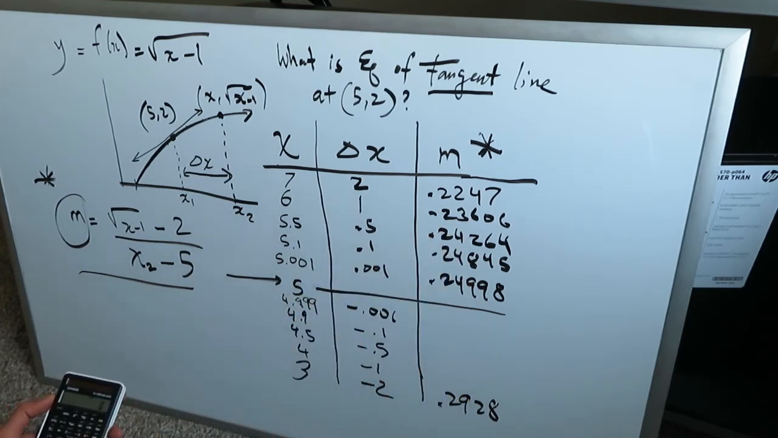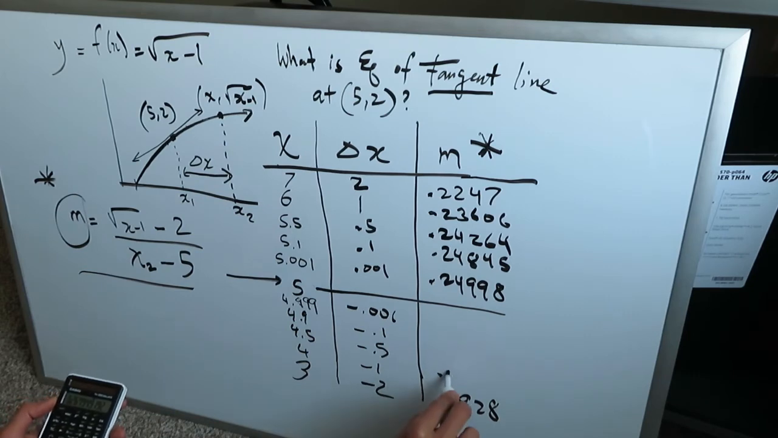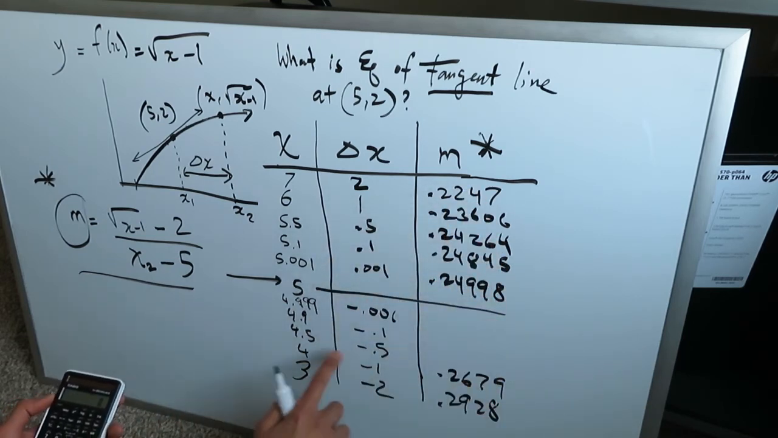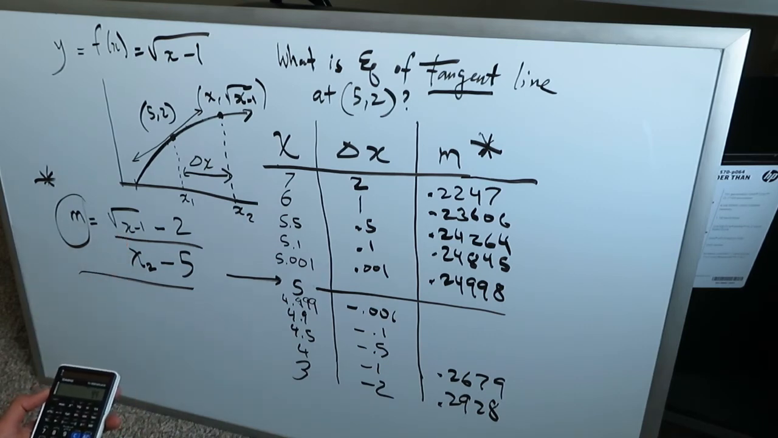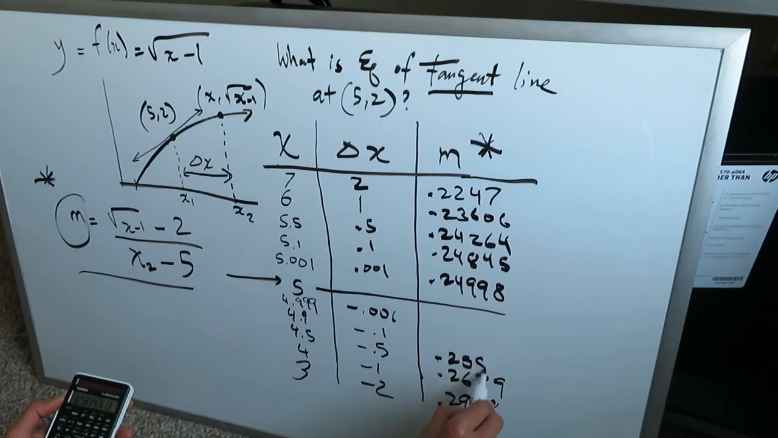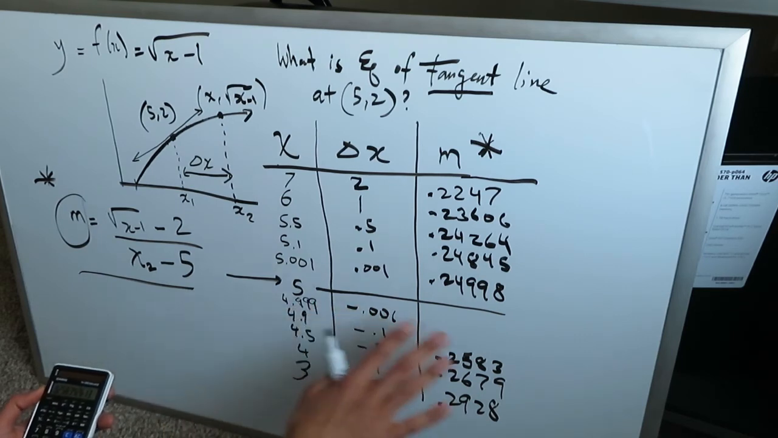Let's use number 4. 4 minus 1 square root, we're using this formula, divided by change in x, which is a minus 1. Look, I'm getting 0.2679. I'll keep it to 4 decimal places. Let's use 4.5 in this formula. 4.5 minus 1, we'll square root that, minus 2 from it, and we'll divide it by minus 0.5, which is the change in x, and I get 0.2583.